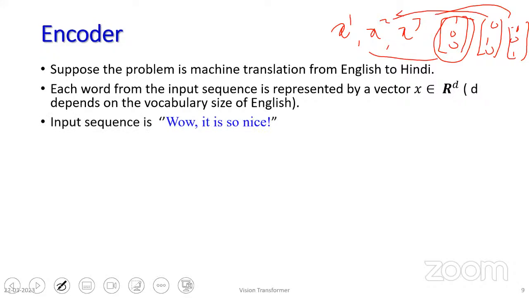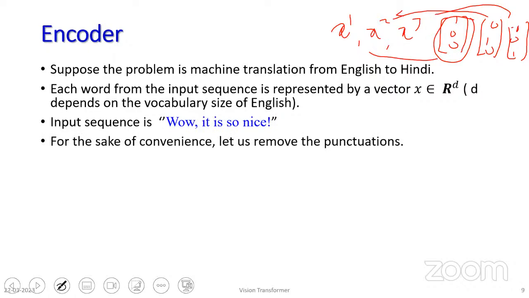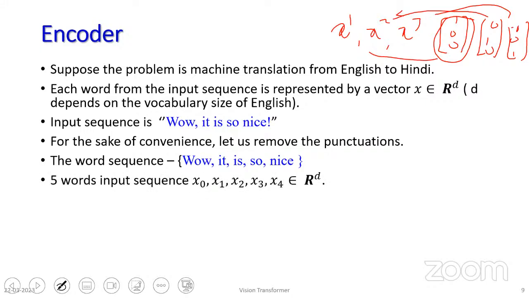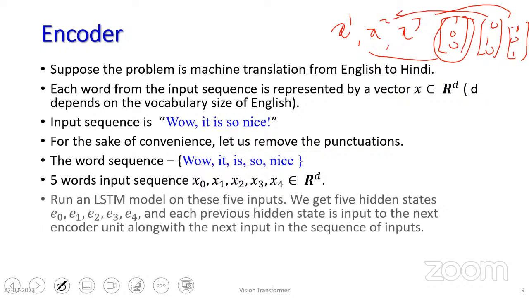Suppose the input sequence is "wow, it is so nice." For the sake of convenience, let us remove the punctuation. So the word sequence is: wow, it, is, so, nice. A 5-word input sequence belonging to R to the power D, that is, D-dimensional words. Then we run an LSTM model on these 5 inputs. We get 5 hidden states, E0, E1, E2, E3, E4, and each previous hidden state is input to the next encoder unit along with the next input in the sequence.